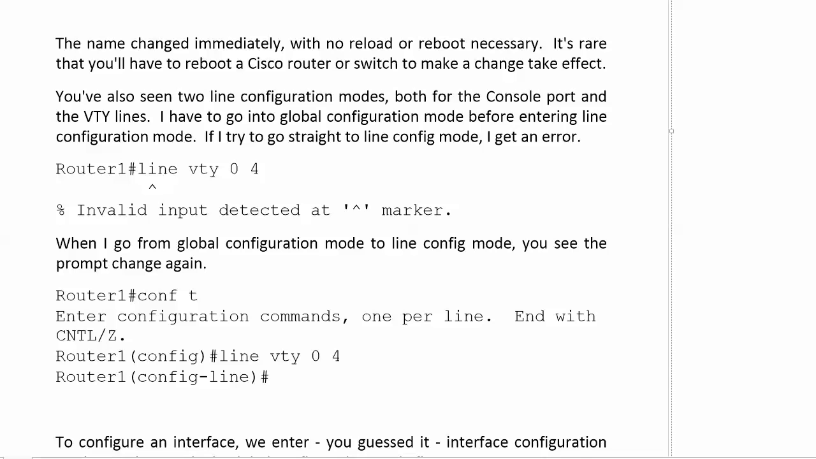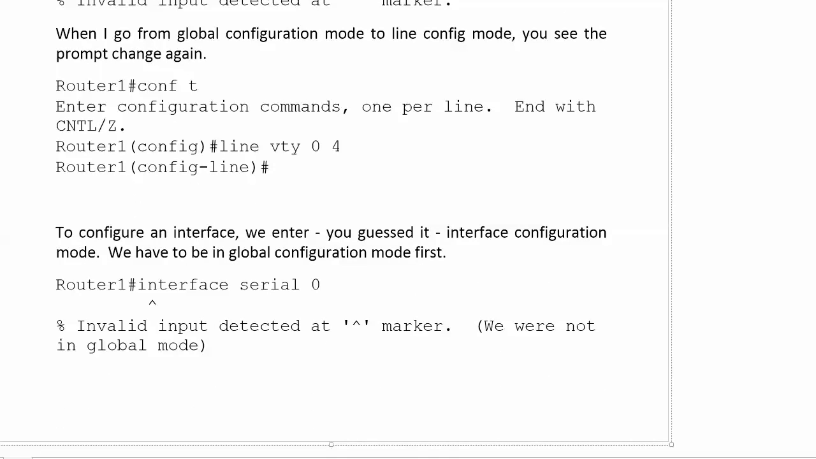But if it's telling you you were doing fine until this point and it's the second character, then you know the problem most likely is you're just in the wrong config mode. And here when I went to line config mode from global configuration mode, line VTY 0 4, you'll notice config line and you're fine. Now to configure an interface, you guessed it and you've seen it, interface configuration mode.